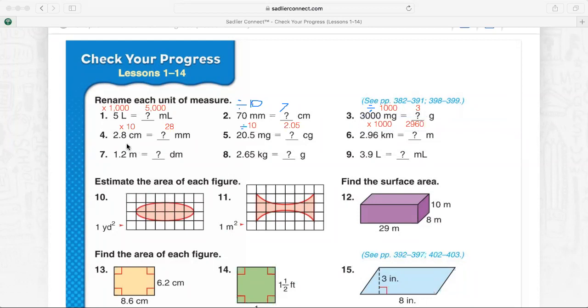Okay. Teacher, can I answer number 7? Sure. It's gonna be 12 dm. It will be 12, yes. 12. Yes, excellent.